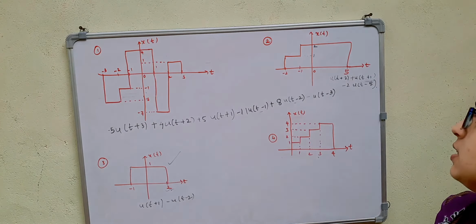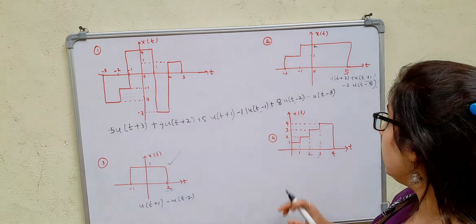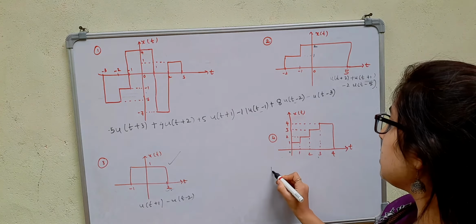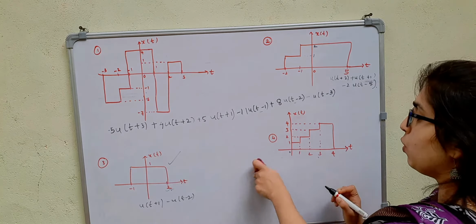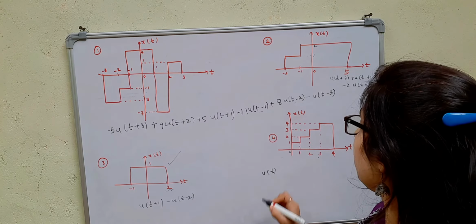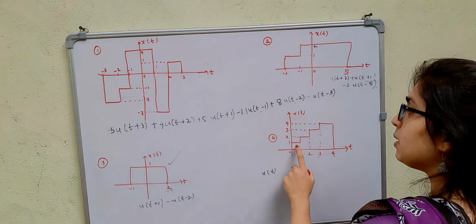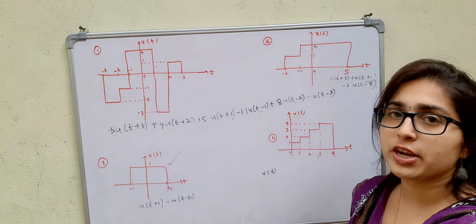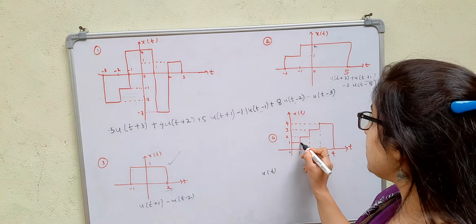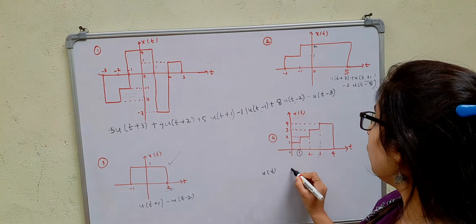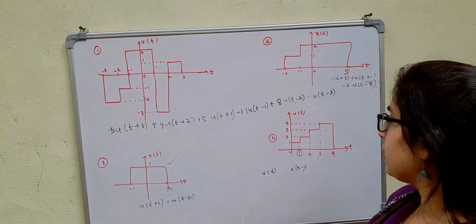So let us consider this fourth one. Here see, it is starting from t is equal to 0. That means u of t, right? U of t. So if I add something to this, the step height will change to 2. So it is changing the value at t is equal to 1. So that is u of t minus 1.